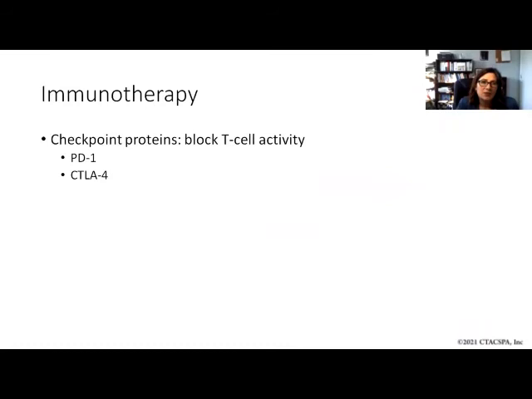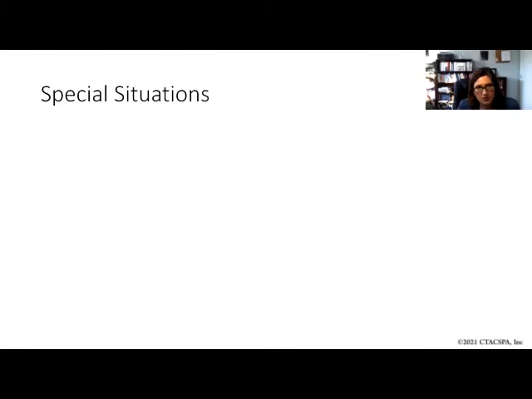And then immunotherapy, I don't think they'll ask you many details about it. The buzzwords that I would remember is that it targets the checkpoint proteins that block T-cell activity. So T-cells are blocked by these proteins from recognizing tumor cells and therefore attacking them. And the ones that are most commonly used are PD-1 and CTLA-4, if you see that those are the targets.